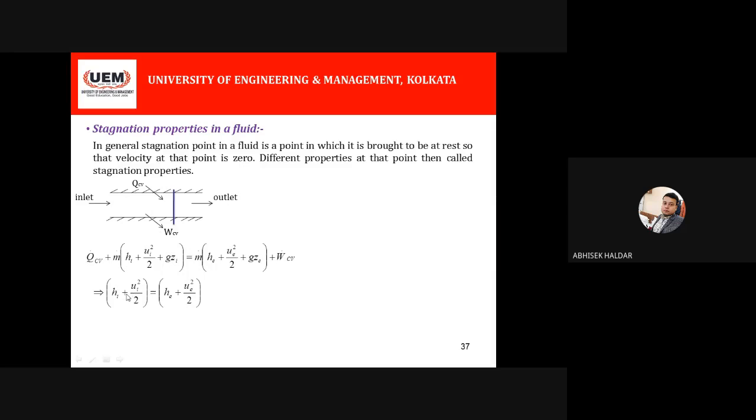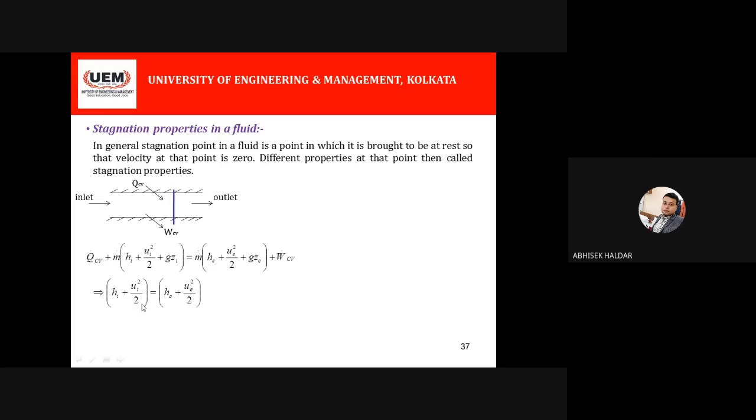Inlet to the outlet. So this is my basically simplified equation. H suffix i means the inlet, and suffix e means my exit. E stands for exit. So Hi plus Ui square by 2, where Ui is the velocity at the inlet and Ue is the velocity at the outlet, at the exit. So this is the simplified equation from the steady flow energy equation.